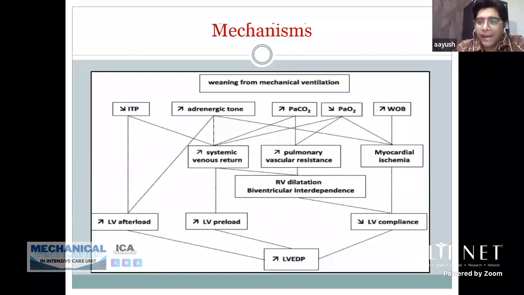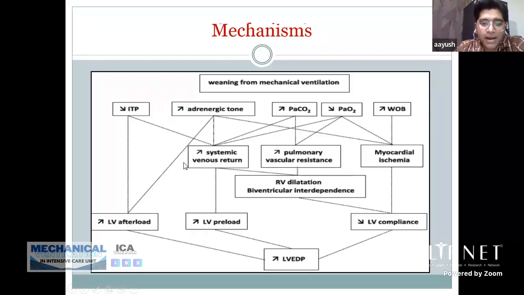So what is the mechanism of this process? Whenever the patient is weaned from positive pressure ventilation to negative pressure ventilation, that is, to a spontaneous breathing trial, there is a reduction in the intrathoracic pressure, because it was initially positive. Now the patient is breathing spontaneously, so it will be negative.